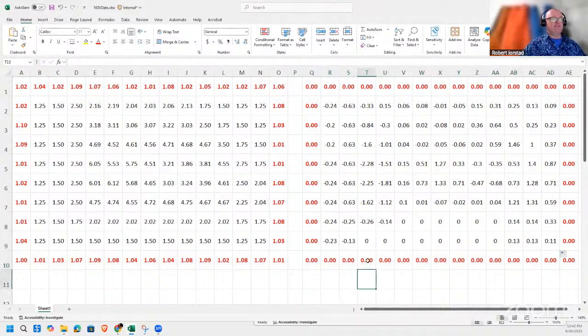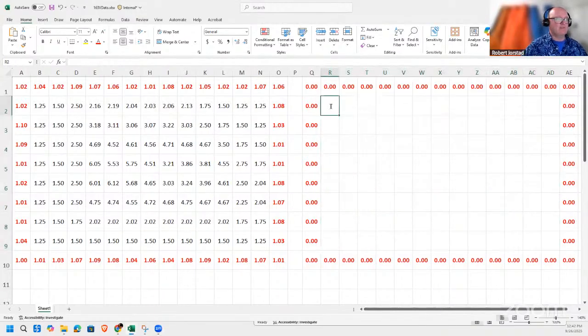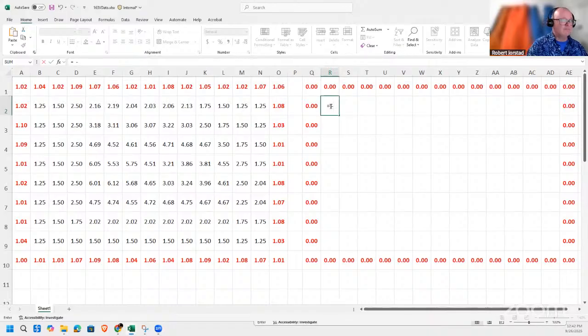But now you should be able to follow a similar procedure to get the electric field in the Y direction. So, for example, you should think about what you would need to type in this cell to get the Y direction. Go ahead and try it right now. Pause the video. Okay, here's what I'm going to do. Equals negative of change in voltage over change in Y, which was 2.